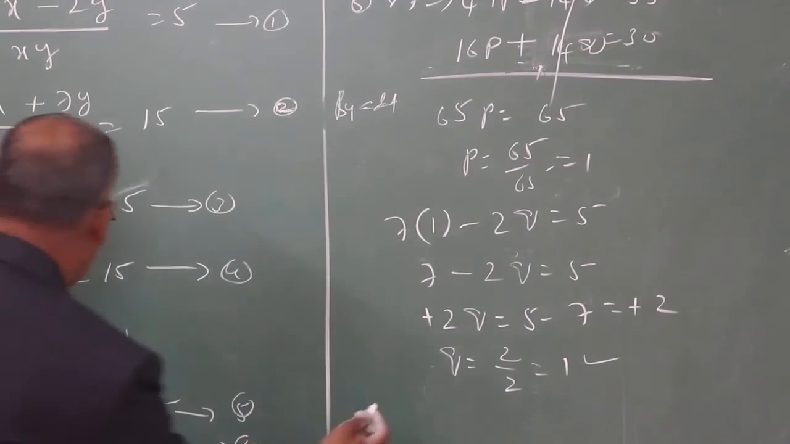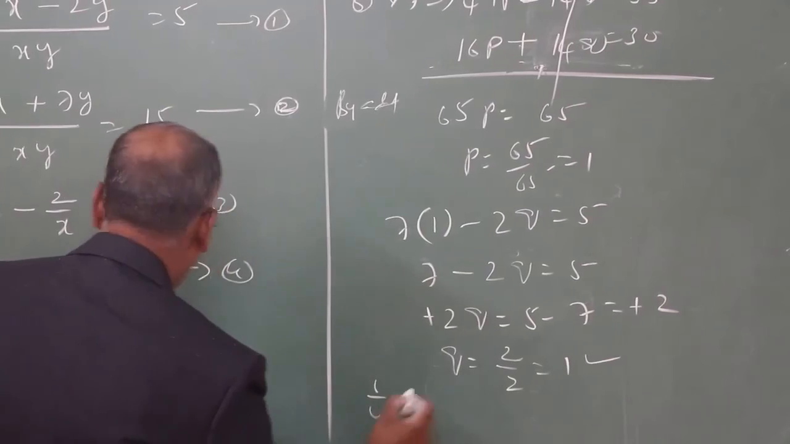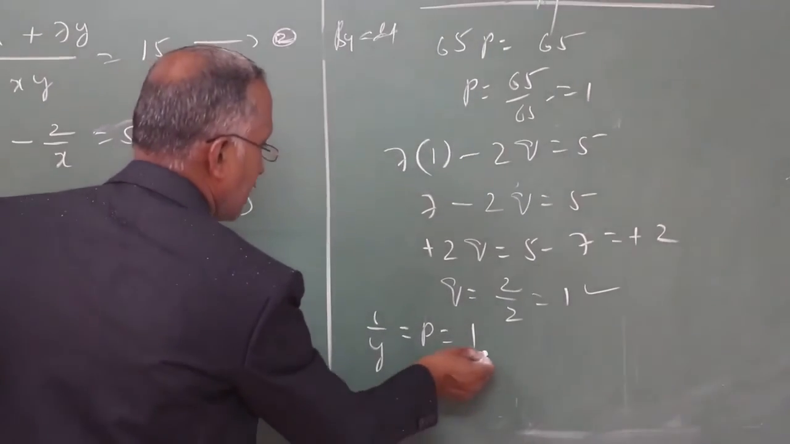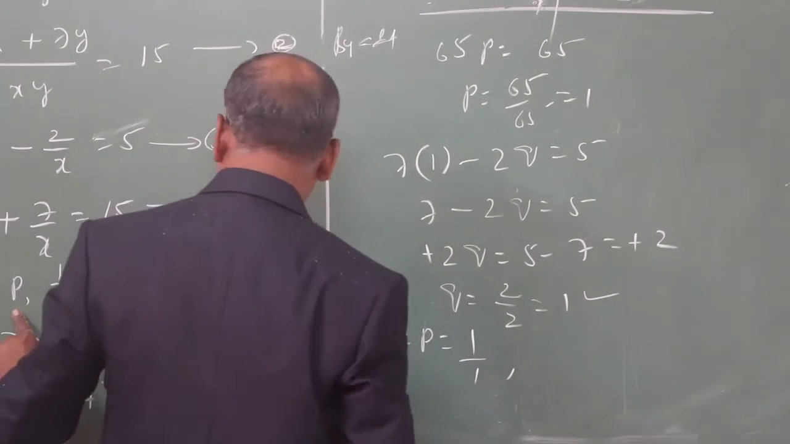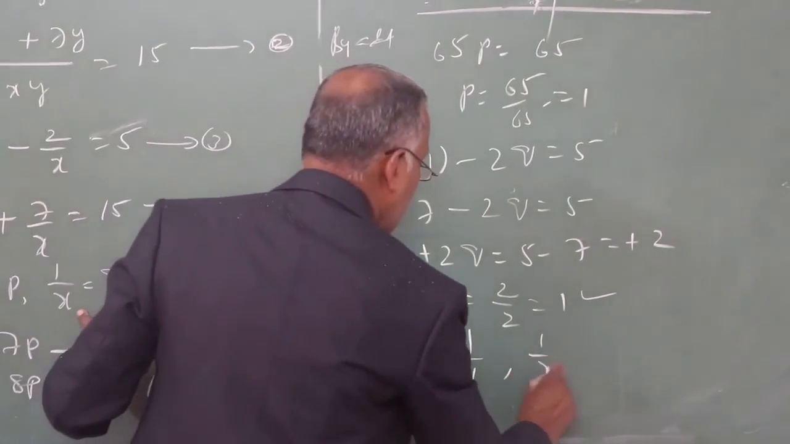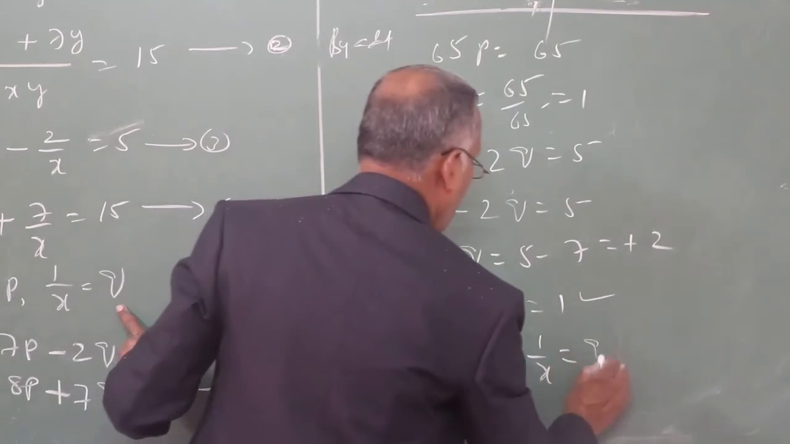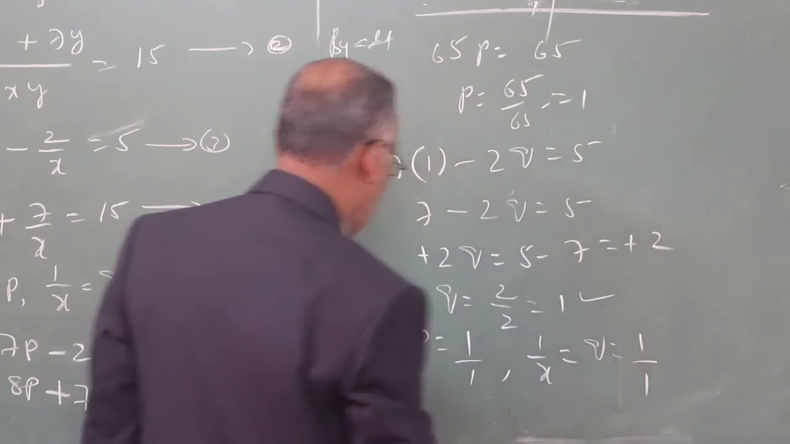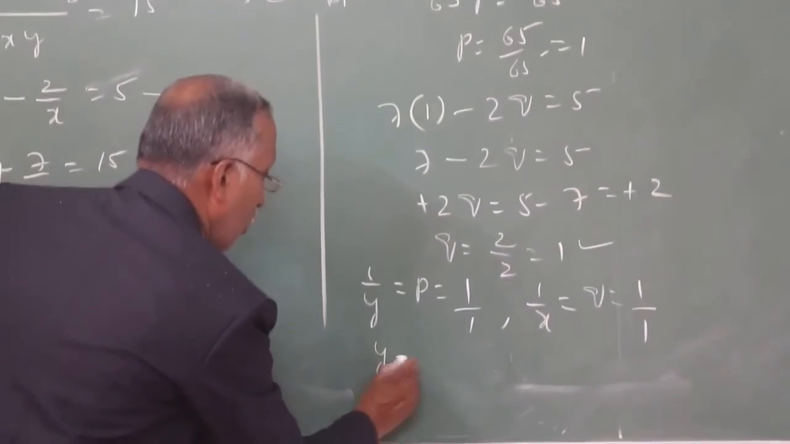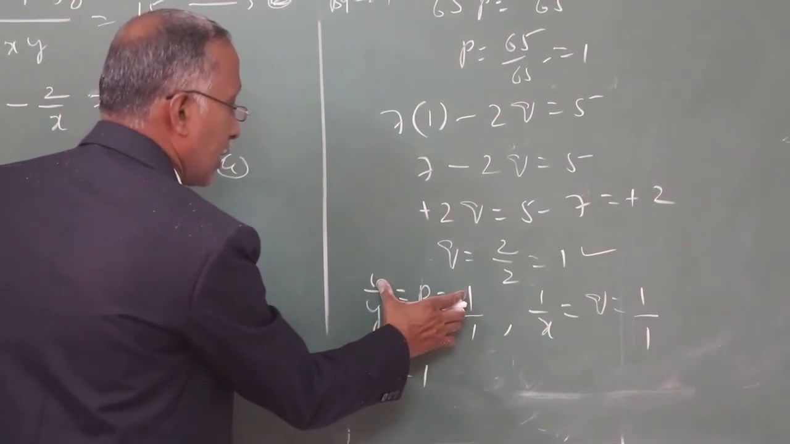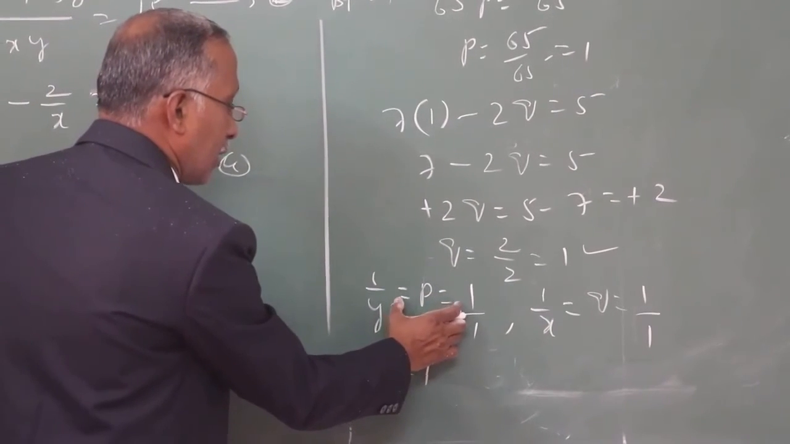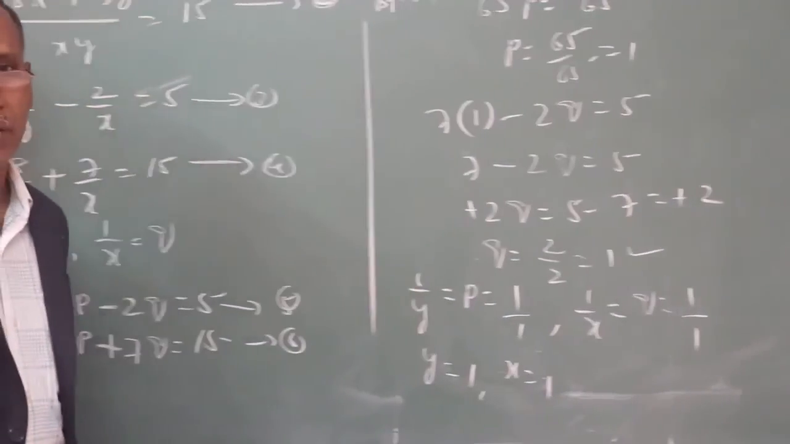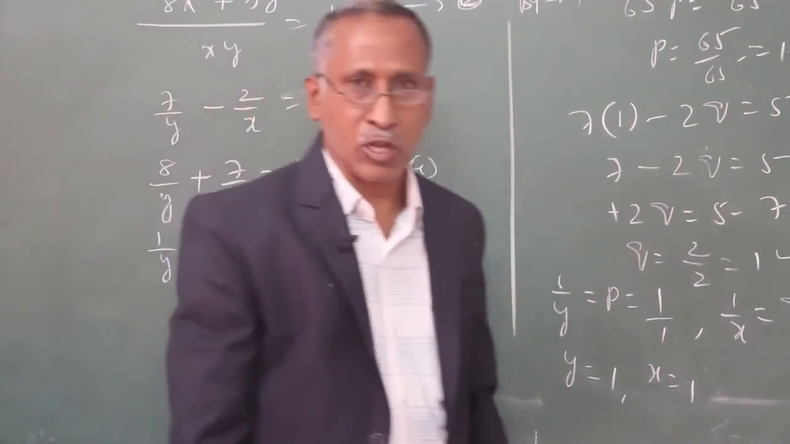Then substitute here now. See, 1 by y is equal to p. The p value you have got as 1. This is 1 by 1. In the same way, look at this, 1 by x is equal to q. The q value also we have got as 1. 1 by 1 you can write. If I take the reciprocal, y is equal to 1. Same here, numerators are equal, therefore denominators are equal. Similarly, x is equal to 1. This is the way we have to solve the sums now, please.